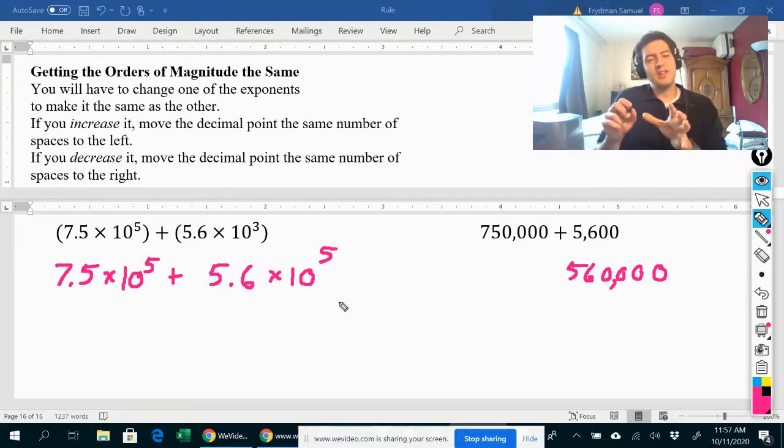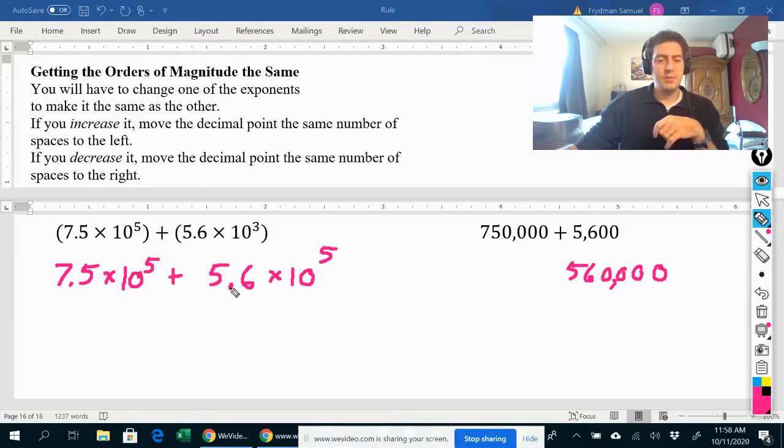So you're right. I was lying a little bit when I said that we're just going to change this 3 to a 5. We can't do that because then we would be changing the value of this number. But we can change the 3 to a 5 if we compensate by following this rule over here. So since we increased that exponent, it went up, right? From 3 to 5, it went up by 2. We can compensate the change in value by moving the decimal point the same number of spaces to the left.